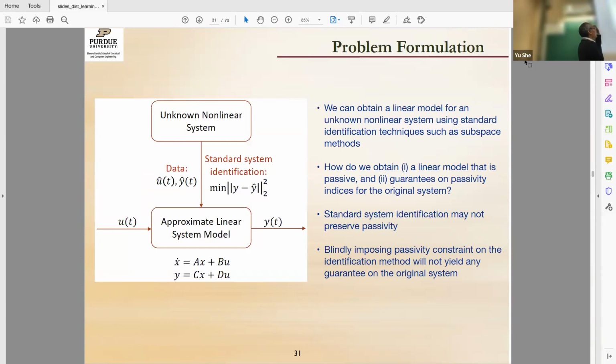Right? So here's some possibly nonlinear system. You can identify the system from data. You can get an approximate linear system model and then use that for control. So problem there. And this is typically what is used in control, right? You get a system, you identify it. The problem is that there is no method in the literature that can guarantee from the passivity properties of the identified system what the passivity properties of the original system is. There's absolutely no method.